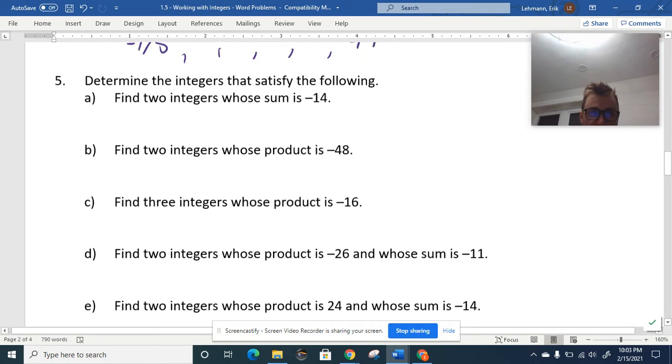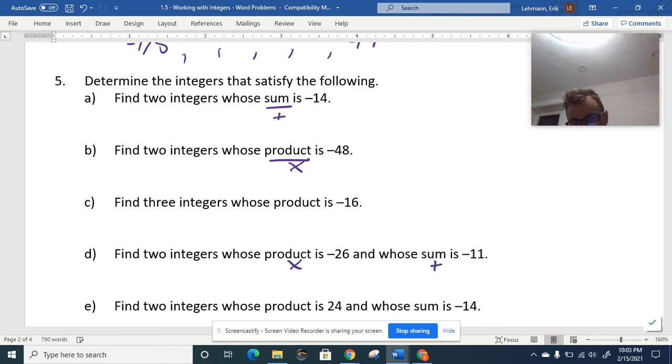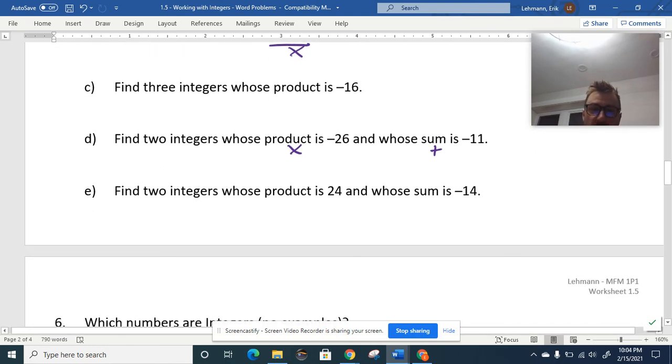These ones are a bit of a challenge. Remember that sum means to add. So two integers whose sum is -14. Lots and lots and lots of options. Product means multiply. Product, multiply, sum, add. Cool. All right, so that's it for there.